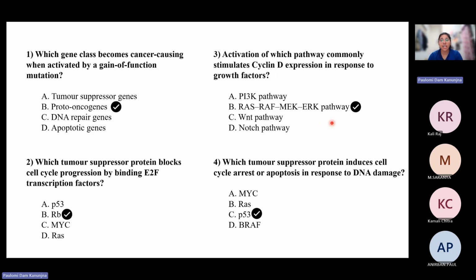And the last one says, which tumor suppressor protein induces cell cycle arrest or apoptosis in DNA damage? P53. This P53, which is otherwise also called the guardian of the genome, is also defective in cancers because it also doesn't function. So retinoblastoma and P53 are tumor suppressor genes. Obviously, they have to get defective. Otherwise, in normal conditions, they are the ones who rectify the damage to the cells, right?